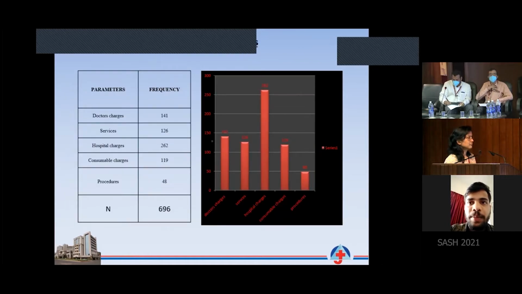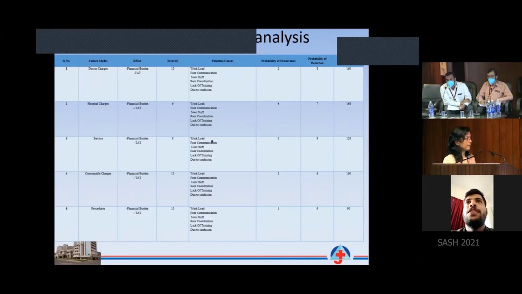Next, these are the parameters where the highest number of errors occurred. The graph and table show the types of billing error. The highest number is due to hospital charge, that is 262. The errors due to doctor charge are 141, due to service charge 126, due to consumable charge 119, and due to procedural charge 48.